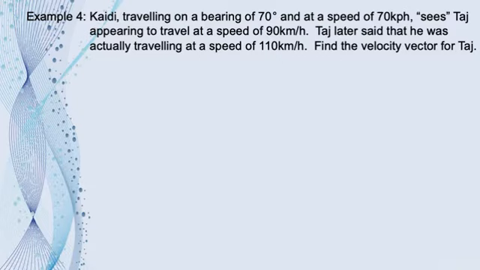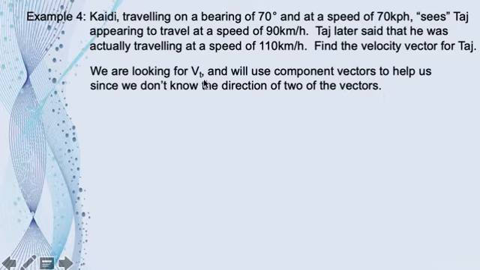All right, we've got Katie is traveling on a bearing of 70 degrees and a speed of 70 kilometers per hour, and sees Taj appearing to travel at a speed of 90 kilometers per hour. Taj later said that he was actually traveling at a speed of 110. So find the velocity vector for Taj. All right. So we're looking for Taj's actual velocity.